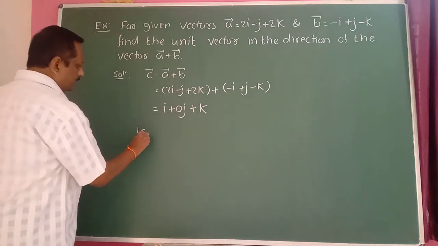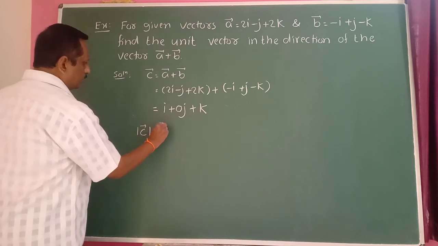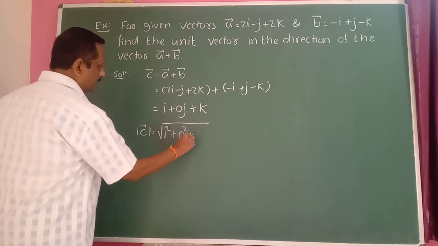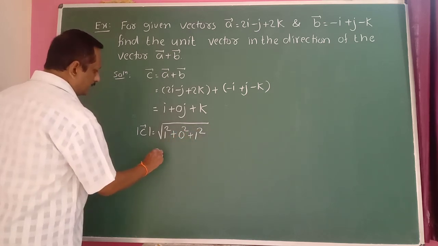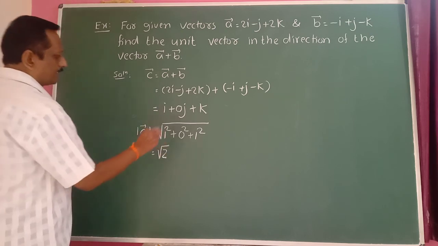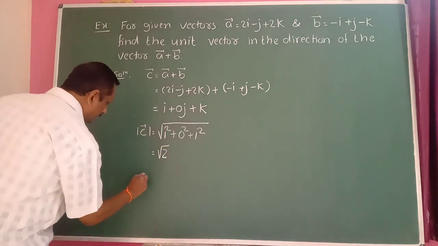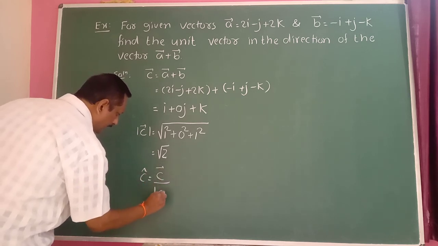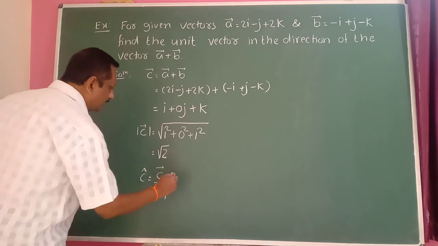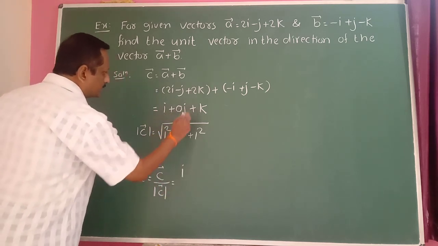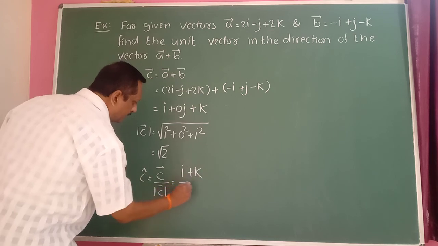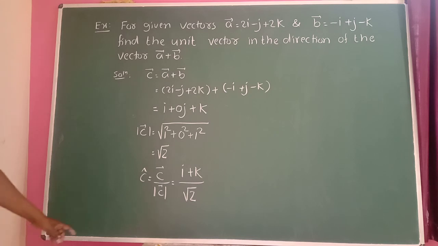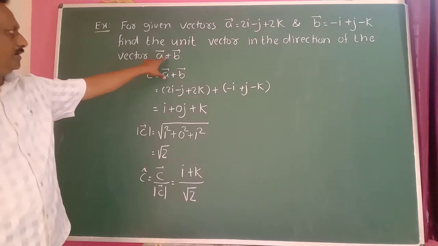Then find its modulus, that is the root of 1 square plus 0 square plus 1 square, it is the root of 2. Therefore, C cap is equal to C bar divided by modulus of C bar. So i plus 0j plus k, meaning i plus k, divided by root of 2. This is a unit vector in the direction of the vector A bar plus B bar.